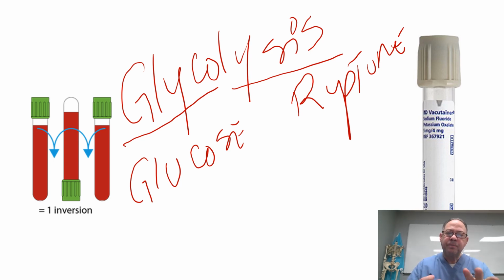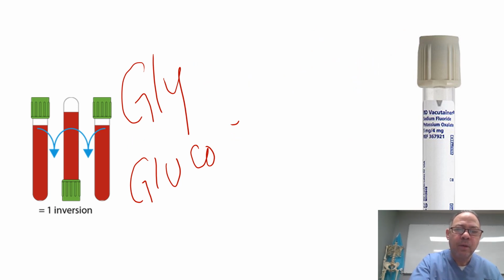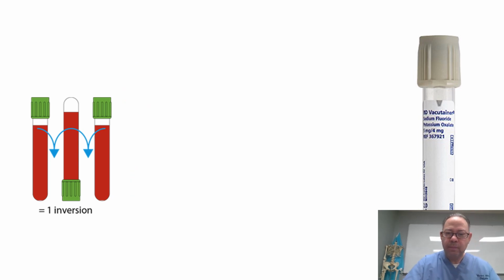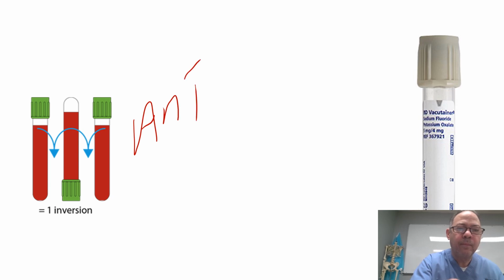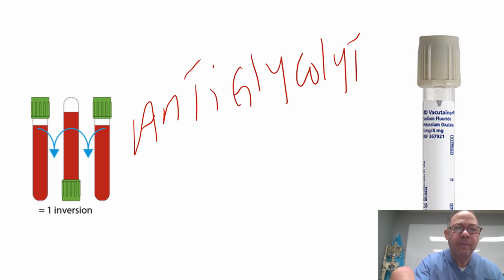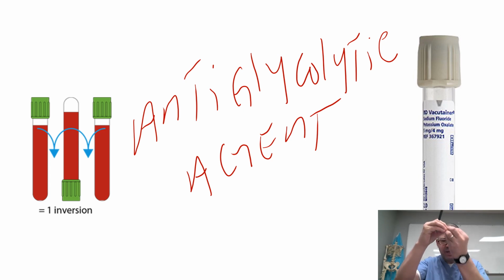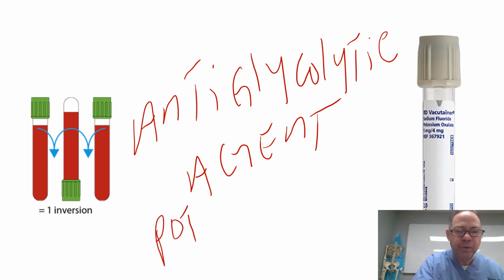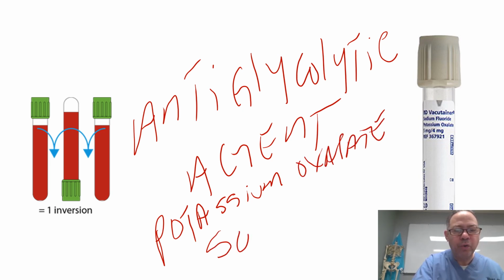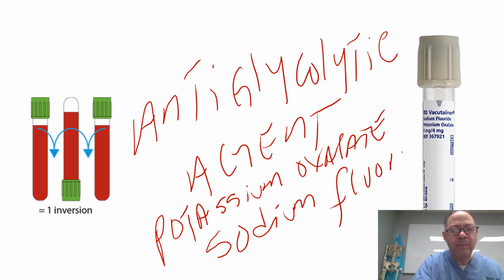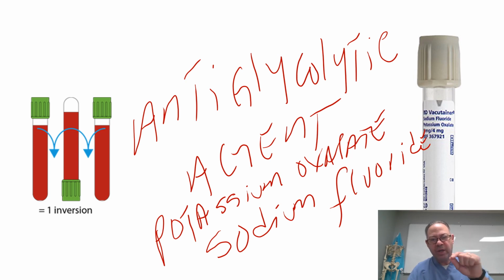So once I have something inside my tube that prevents glycolysis, that is known as an anti-glycolytic agent. Lo que previene la glicólisis, que el azúcar se rompa, se quema, se gaste, es un agente antiglicolítico que se conoce como potasio, it is known as potassium oxalate, sodium fluoride. Ese potasio oxalato de fluoruro de sodio es el único que previene la glicólisis.